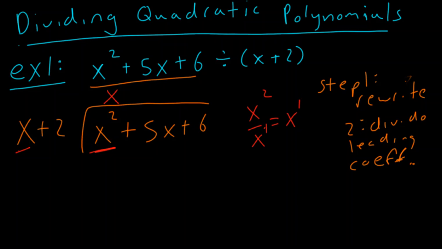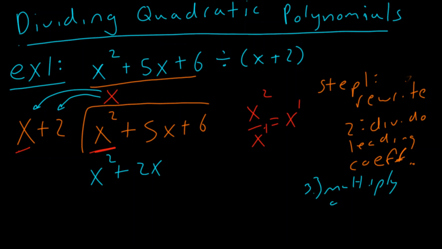Now remember, when we do this, we then multiply. x times x gives us x squared. But we're going to multiply by the x and also by the 2. And x times 2 is plus 2x. So step 3, we're going to multiply and subtract. We multiply this little mini quotient that we found: x times x is x squared, x times 2 is 2x, and then I said we're going to subtract. We are going to take this away from the expression above it.